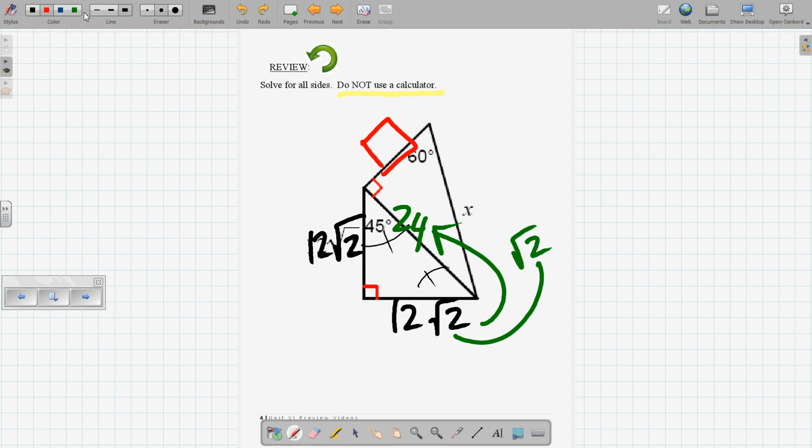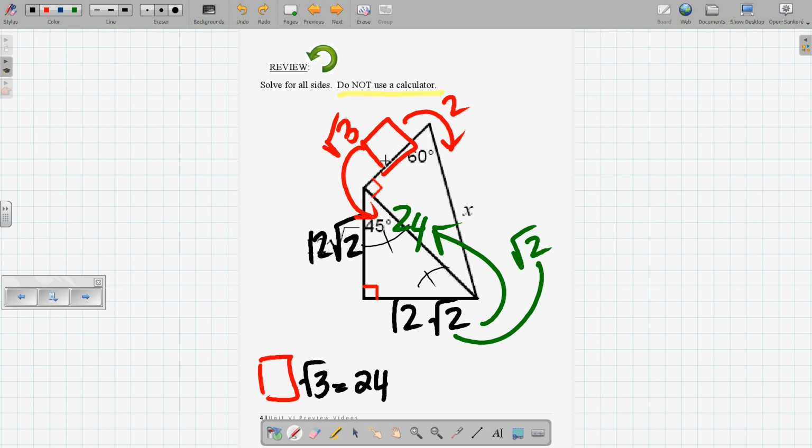Here's our short leg to long leg, root 3. Short leg to hypotenuse, times by 2. This reads something times root 3 is 24. And our something there is going to be 8 root 3, times 2, 16 root 3. Students, you should be very, very comfortable with this concept. If not, come in for a little extra tutoring.